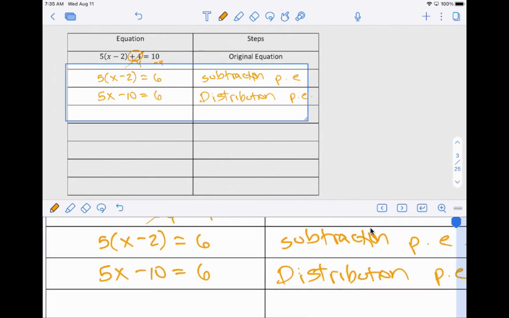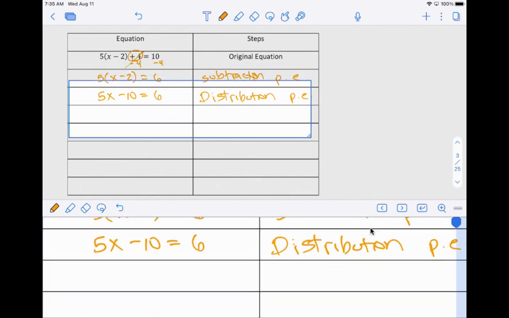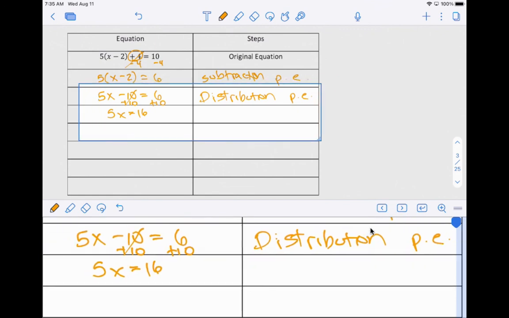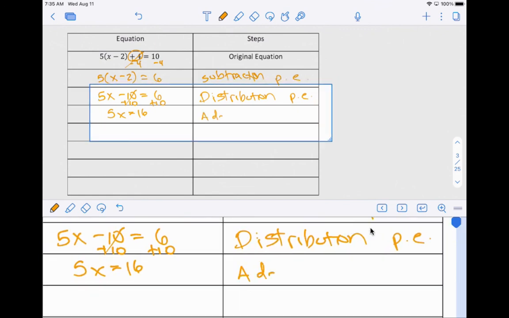Now that's not a to-both-sides situation. It didn't solve anything, didn't move anything away, but it did clean it up a bit, right? It made our life a little easier because now I can identify a 10 that I might want to get rid of with a positive 10. So I've got subtraction of 10. The inverse would be addition of 10, and that would cancel it out. And I'd be left with 5x equals 16. All right, and that would be the addition property.